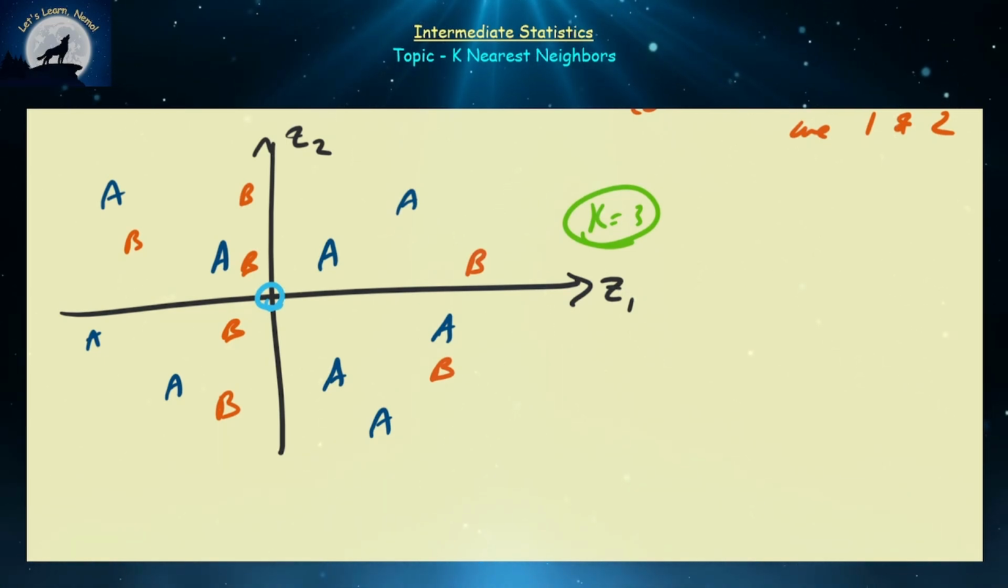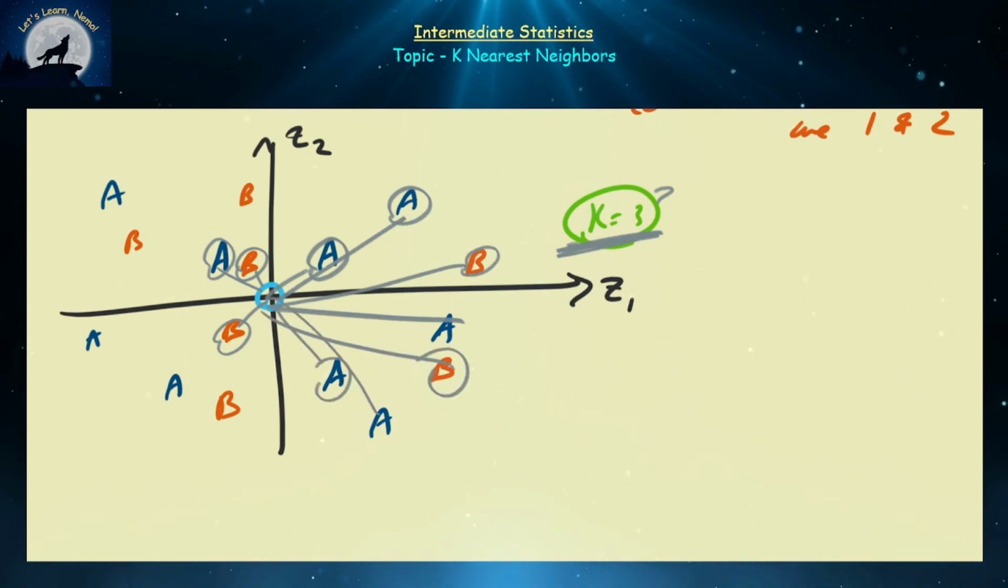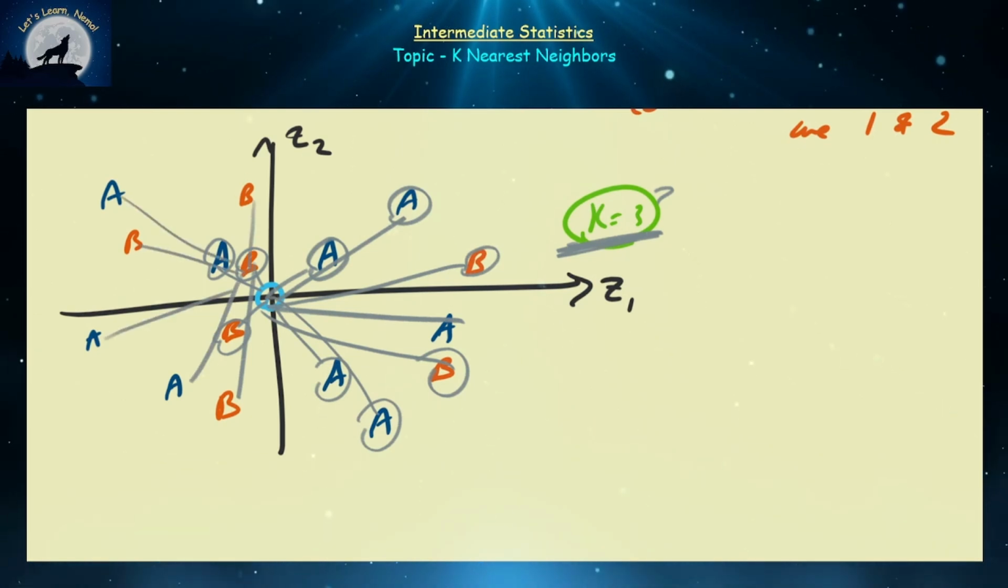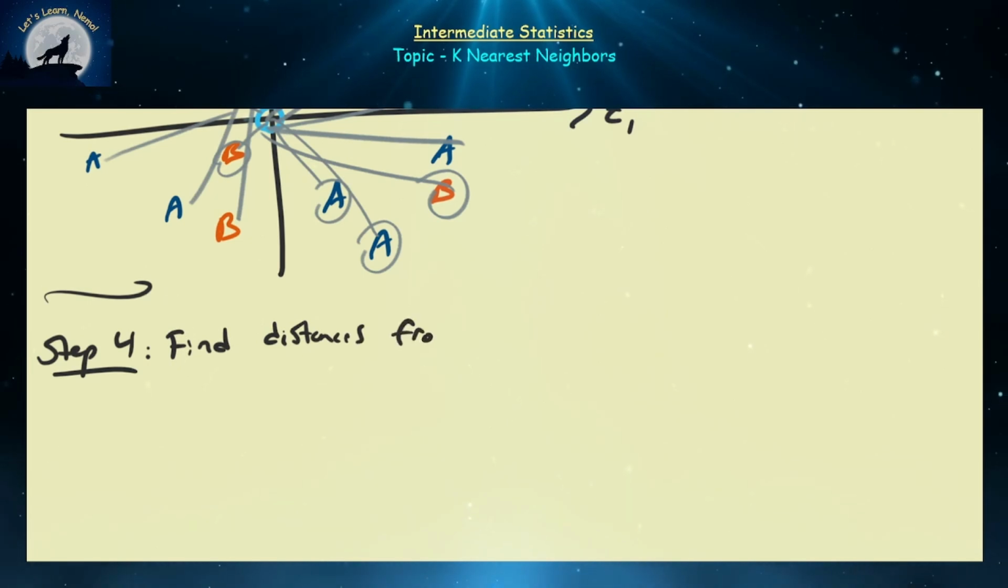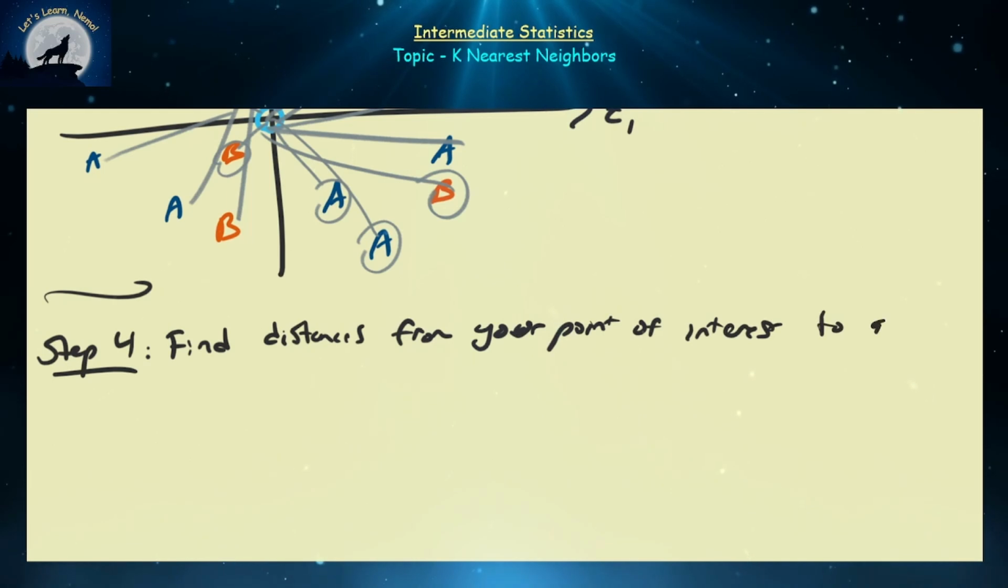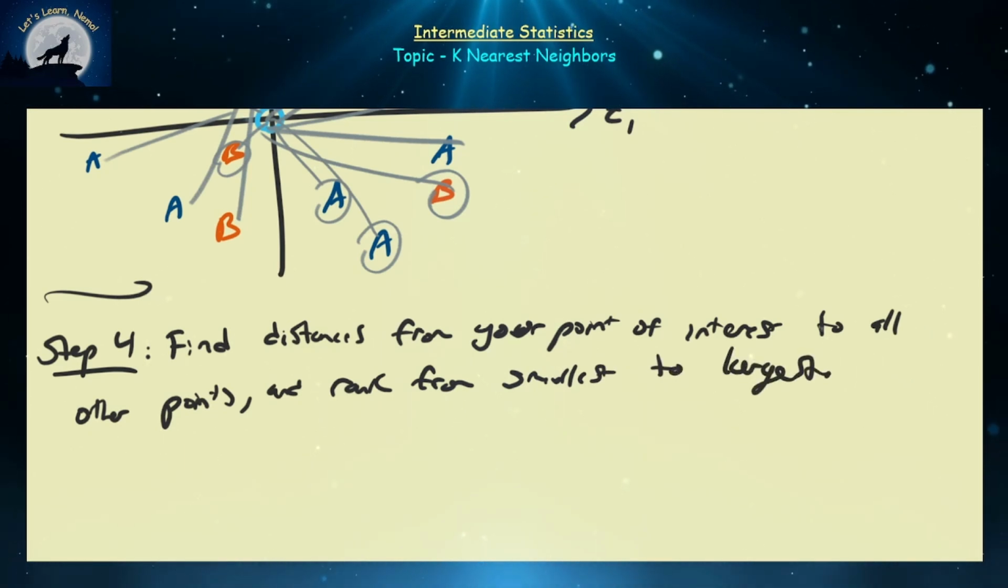So you need to figure out which are our closest points. Now, technically speaking, at least from this graph, you might be able to see, okay, maybe those are going to be our nearest points. But generally speaking, since we technically do not know the best value for k, you should be calculating the distance from your point that you're trying to classify to all other points in your already classified data set. And this takes us into step four for our k nearest neighbors algorithm. So now what we need to do is find distances from your point of interest, the point you're trying to classify, to all other points, and rank from smallest to largest, right? That's going to give you your closest neighbors to your farthest neighbors, okay?